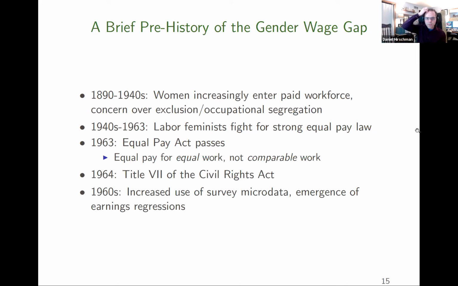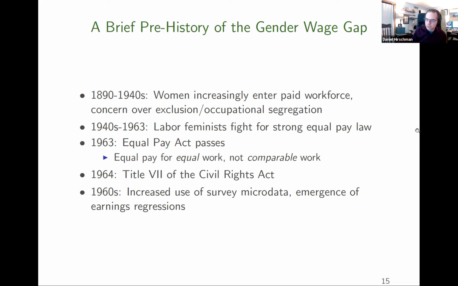At the same time, within economics, this is the takeoff of a new era of labor economics, and especially the rise of survey microdata and the emergence of so-called earnings regressions. That is, for the first time, economists are really looking heavily at how individual people actually make their money and what the correlates of that are. And this nicely follows from two previous presentations around the rise of Becker's work and various other forms of that new kind of economics.